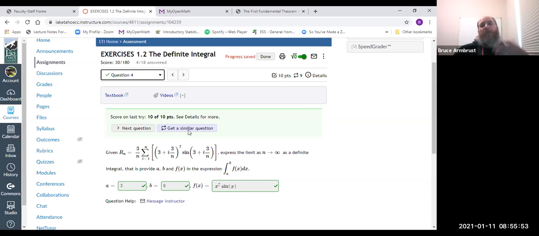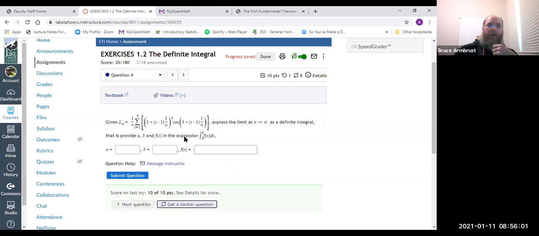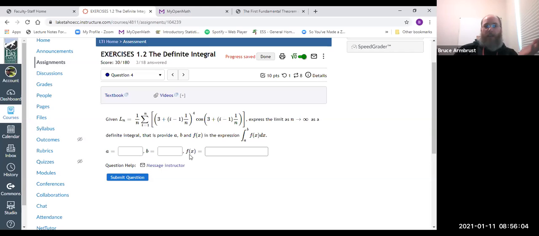Suppose you do one of these problems and you get your answer, but you want to try another one just for more practice. You can always come up here where it says get a similar question, and you can click on that, and it will give you another one just like the one you did before. All right, and so we can try this guy again, but let's look at this one and see if we can figure out the answer to this.